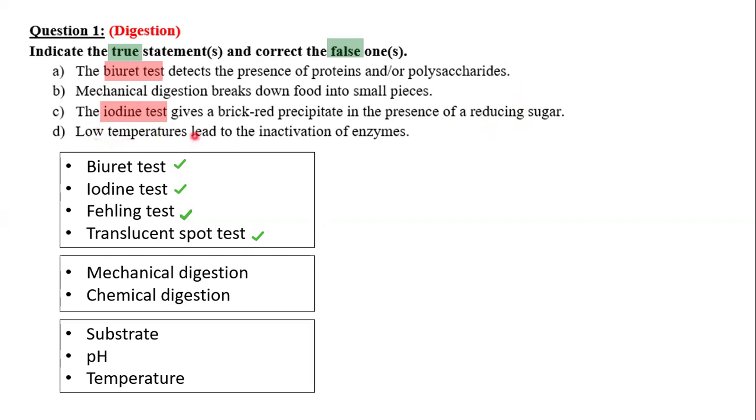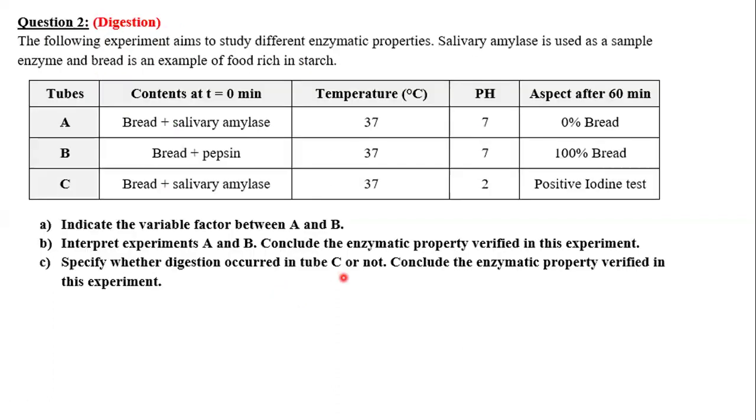Low temperatures lead to the inactivation of enzymes. As we said, enzymes are specific to what? To the substrate. So does an enzyme work on all substrates? No. Enzymes are specific to pH, and some of them work in a neutral medium, others work in an acidic medium. They are specific to temperature. So what do you think the effect of low temperatures on enzymes is? This is question number 1. You will find the answers in the solution, and we're going to solve this anyway in class.